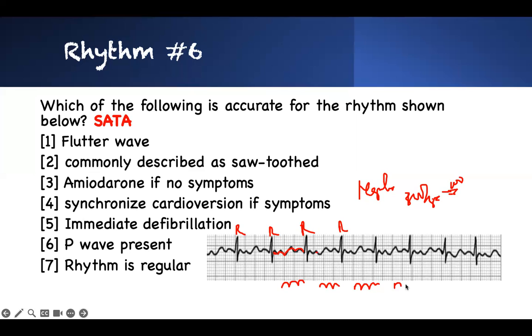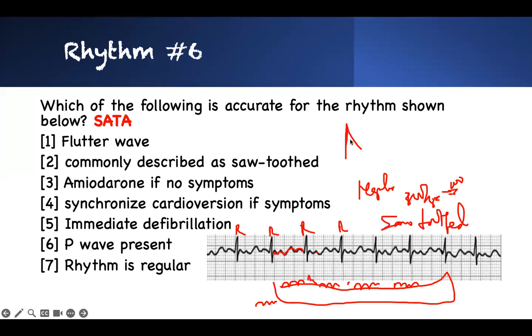After the T wave, what does it look like? It looks like a saw. If I draw this thing here, look at the saw with the teeth. This is what we call saw-toothed. Saw-toothed wave. And this is atrial flutter. It's a flutter wave. This one, F. It's a flutter wave. And therefore, this is almost similar to AFib, but it has a sinus rhythm.